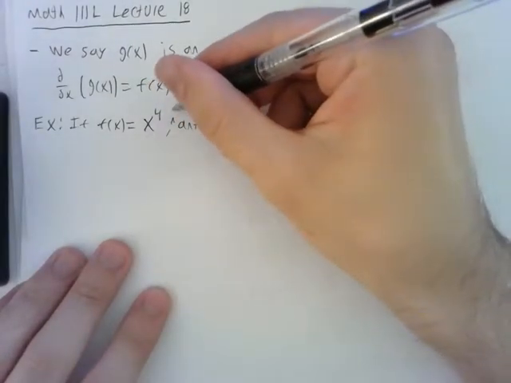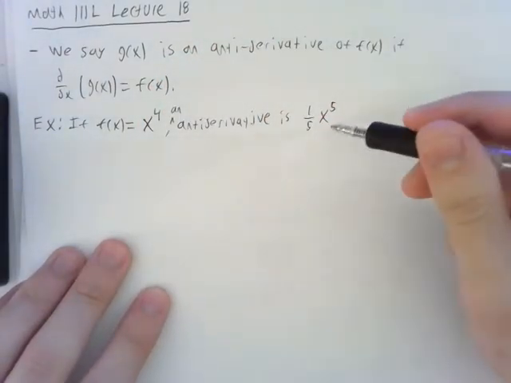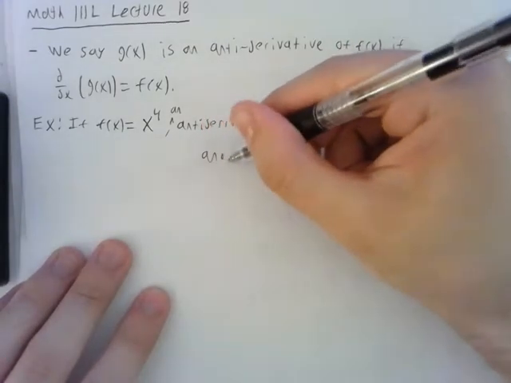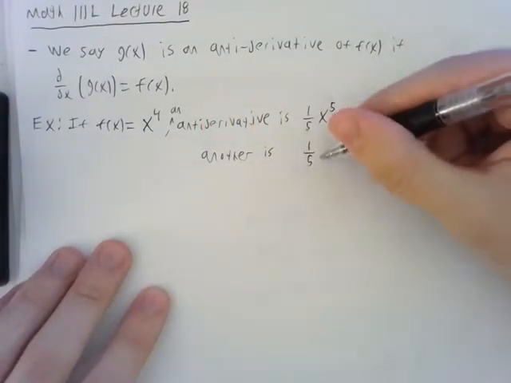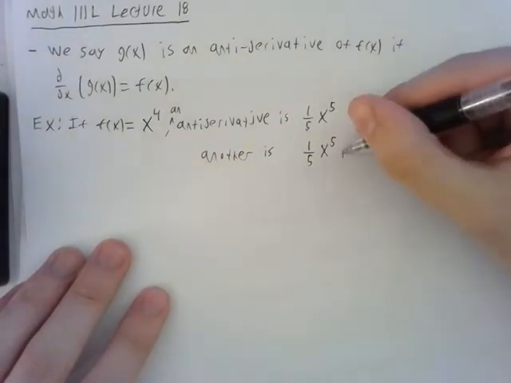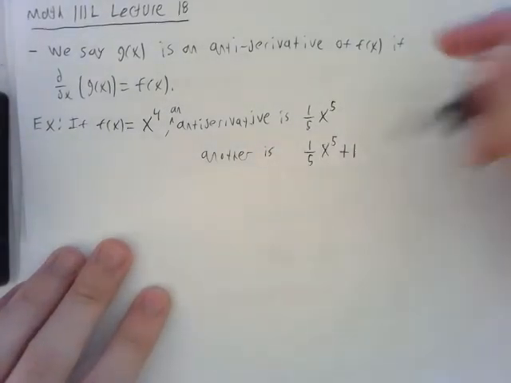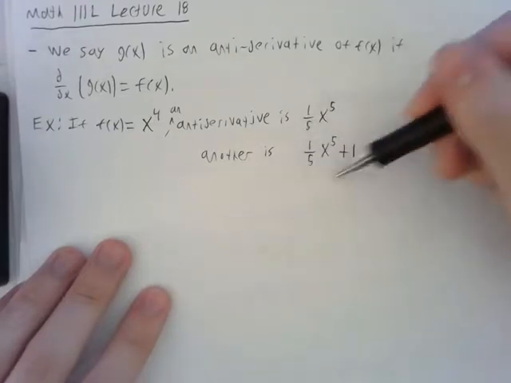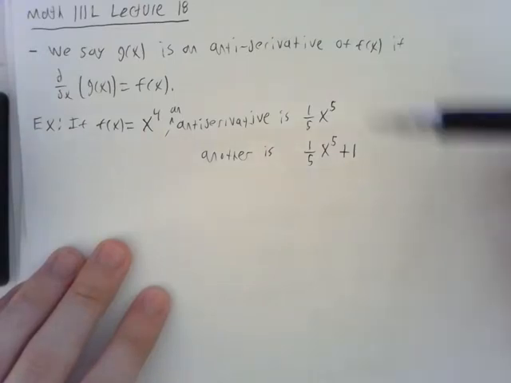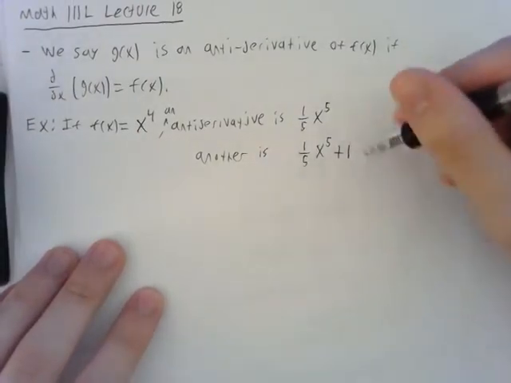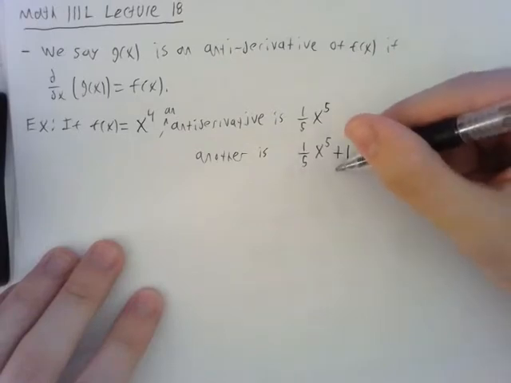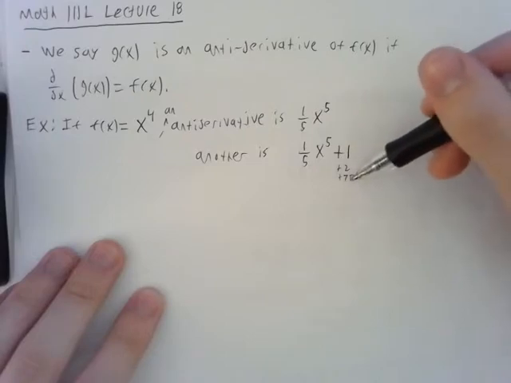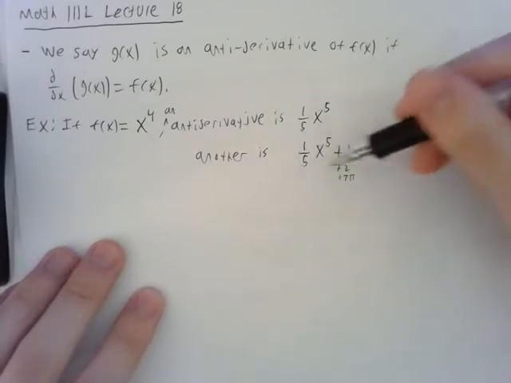But I really should say an antiderivative of x to the 4th is equal to this, because there's more than one. For example, I could take 1/5 x to the 5th again, but then add on 1. If I take the derivative of this constant, it's 0, so it still doesn't change the fact that the derivative of this function is x to the 4th. And of course, I could add any other constant I want here, like plus 2 or plus 7 pi, and since the derivative of a constant is always 0, it wouldn't matter.